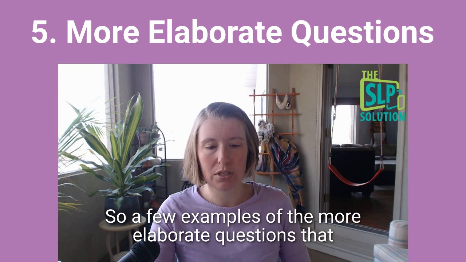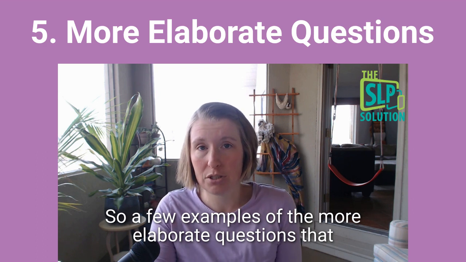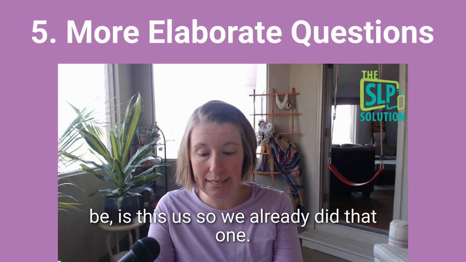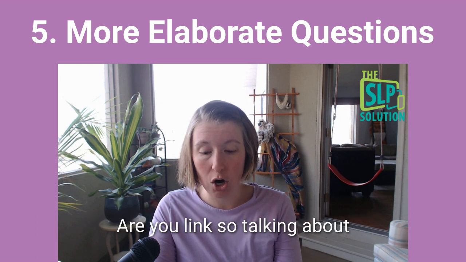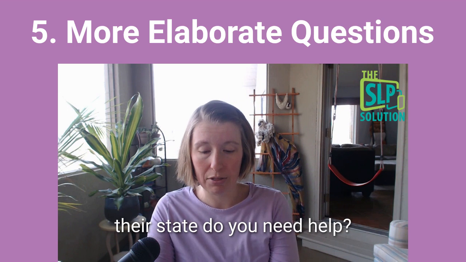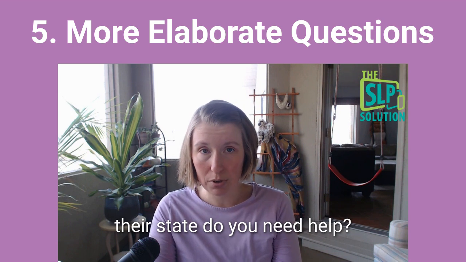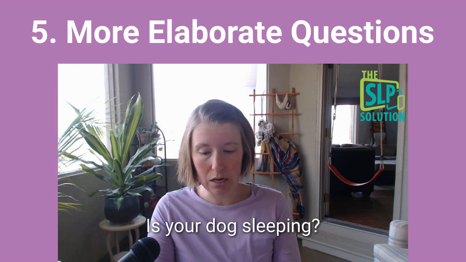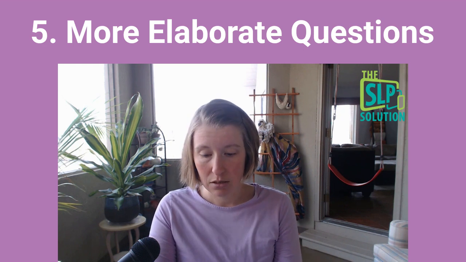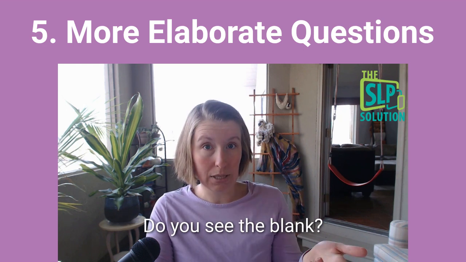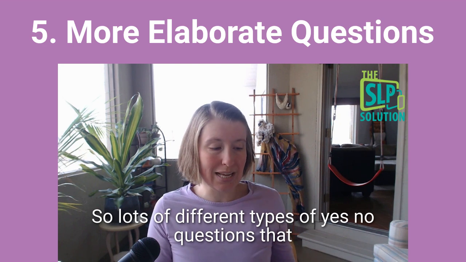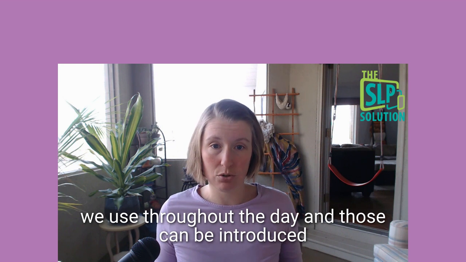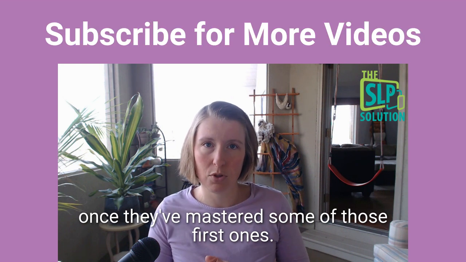So a few examples of the more elaborate questions that you could ask for stage 5 or level 5 would be, is this us? So we already did that one. Are you blank? So talking about their states. Do you need help? Is your doll crying? Is your doll sleeping? Can I see it? Do you see the blank? So lots of different types of yes, no questions that we use throughout the day. And those can be introduced once they've mastered some of those first ones.